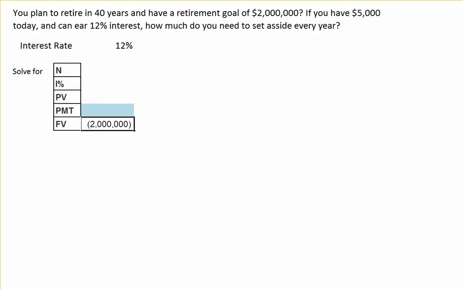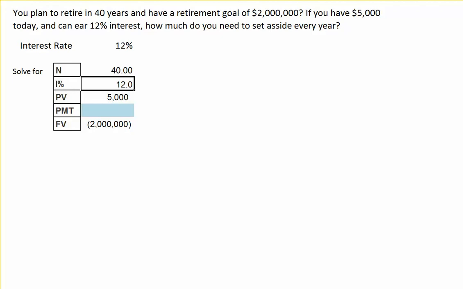So again, our goal is to have $2 million, so that's our future value. We've got $5,000 today, so that's a present value. Notice the sign on the 2 million is a negative and the sign on the 5,000 is a positive because we hope to take the 2 million out, and yet we've put in the 5,000 today. We're going to have our money compounding for 40 years. We're going to make 40 annuity contributions at a 12% interest rate.